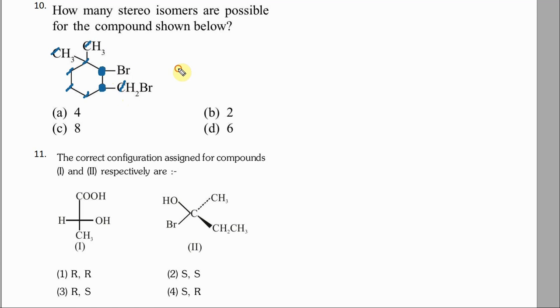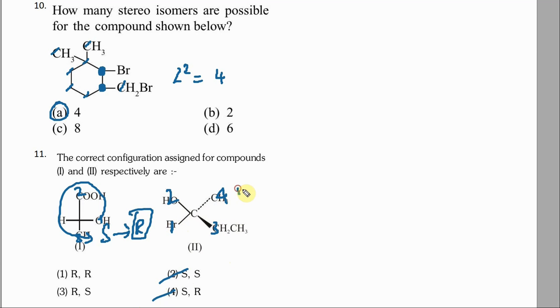So the option is 2 squared is 4, alpha. Very simple. Now assign the correct configuration, so we can assign it faster. 1, 2, 3. 1, 2, 3 is anti-clockwise. Yes, hydrogen is not on the vertical plane, it is on the horizontal plane. So it is going to be R. So wrong, wrong. Now I go here, priority 1, priority 2, priority 3, least priority away from you, very good for you. 1, 2, 3, R. So alpha.